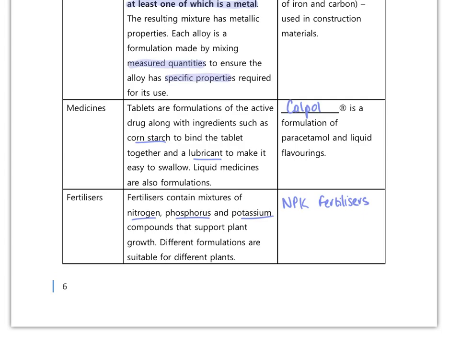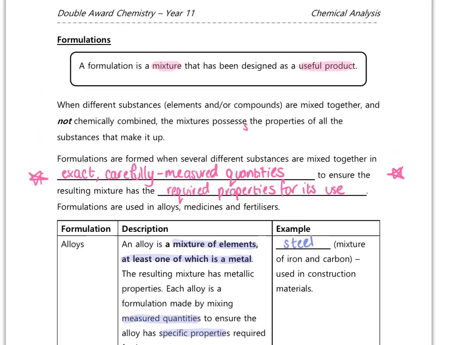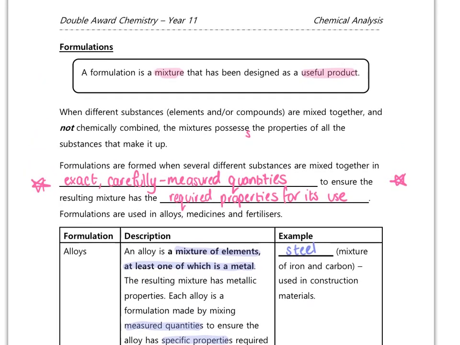So again, those are three examples of formulations, but the key thing that you know is these definitions and properties of formulations. That formulations are mixtures designed for a useful product, and that they're formed when several different substances are mixed together in exact, carefully measured quantities, so that the resulting mixture has the required properties for its use.